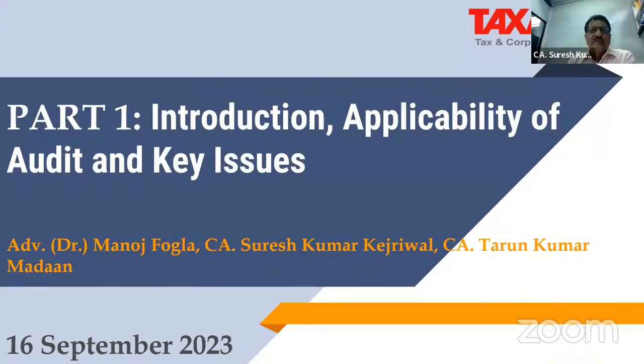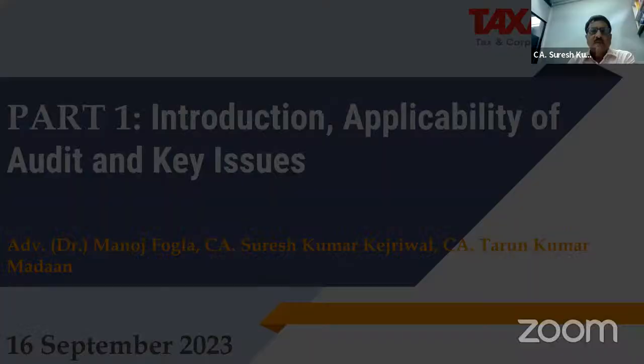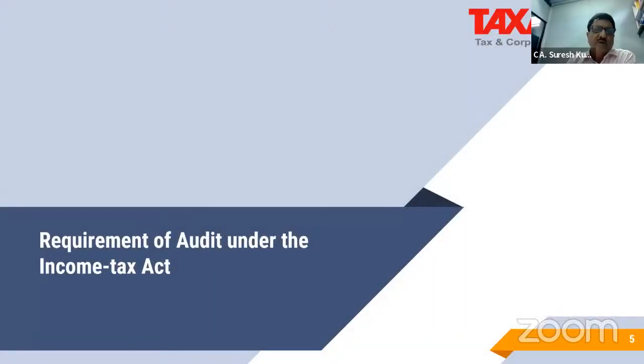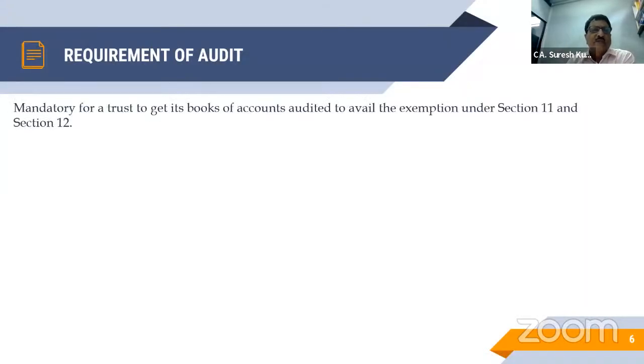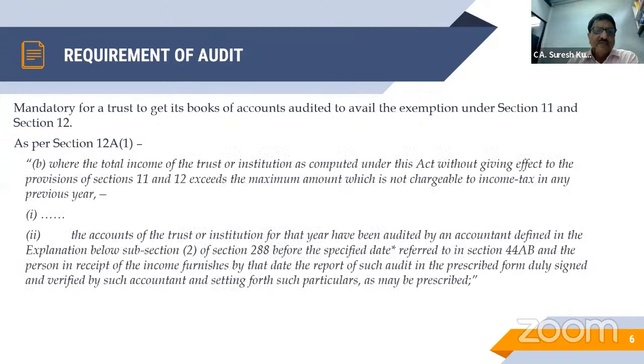So basically, part 1 is the introduction, applicability of audit and key issues. The first is the requirement of audit under the Income Tax Act. As Mr. Tarun and Fogla sir have already said, getting the accounts audited and uploading it is one of the conditions for registration. That's why every NGO that wants to avail the benefit of exemption has to get the accounts audited and uploaded within the specified date. And what is the specified date? One month before the due date. That means the audit report has to be submitted by 30th September, one month before the due date.